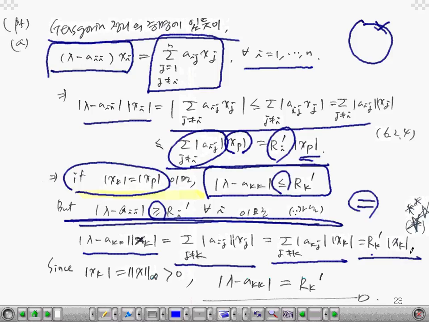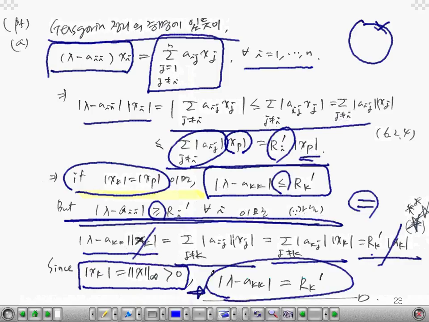Okay. But as you know, since x came from an eigenvector, which is a non-zero vector, the absolute value of xk is the maximum value of it, so it's positive, so we can cancel those non-zero terms on both sides. Then what we have is this equality. This means lambda passes through Rk's Gershgorin disk. Lambda is on it. This is what that says.